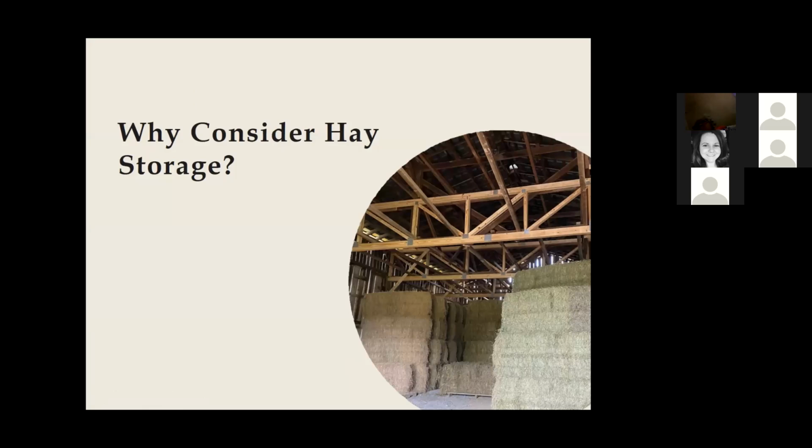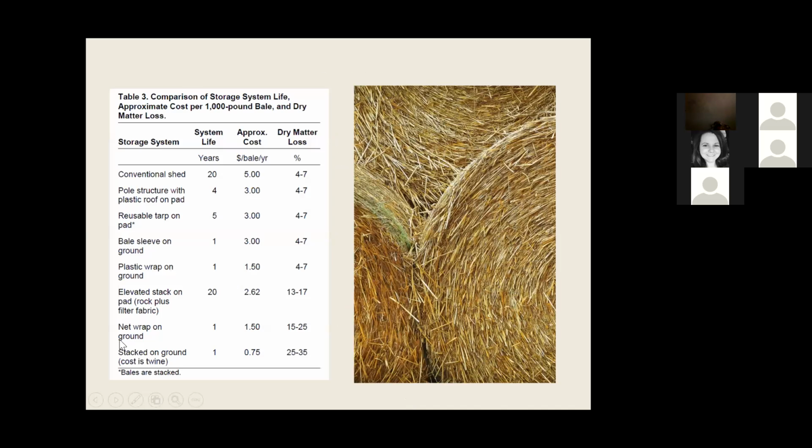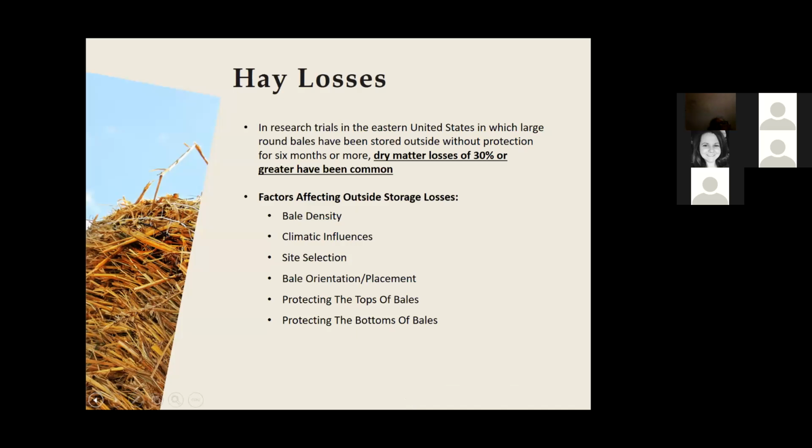So why is hay storage something that you need to consider? We're going to talk about different ways that you can store hay, different structures that you can utilize, and why it is beneficial to store your hay inside versus outside. Okay, so sorry guys, my computer's acting weird.